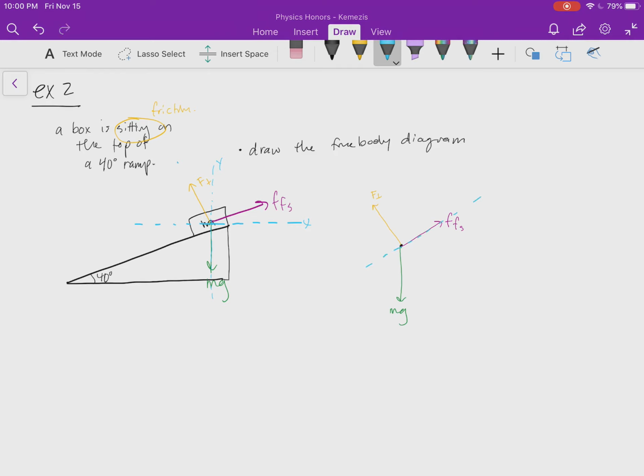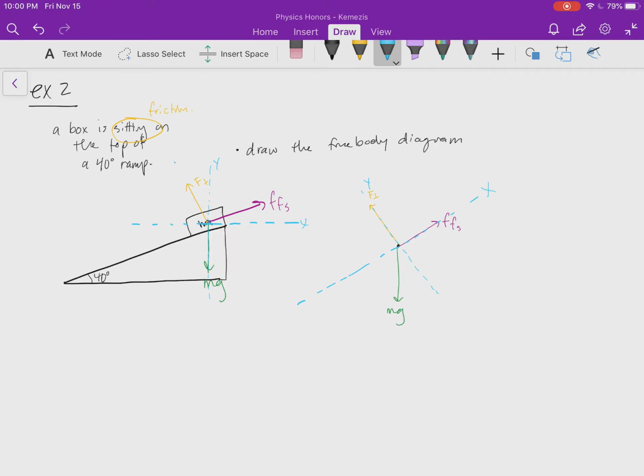If we change our perspective and call this the x direction and this the y direction, now we only have one force, the mg force, that is at an angle that we would have to break down. And when we're looking at this, technically the x-axis is parallel to our plane, so technically this is an extension of our plane.